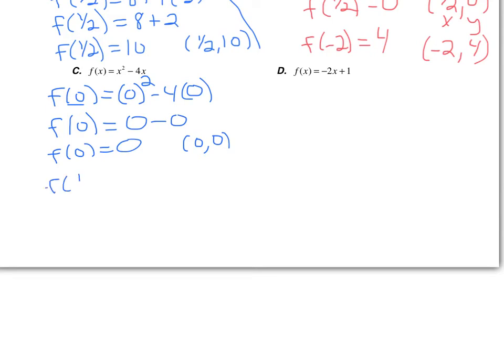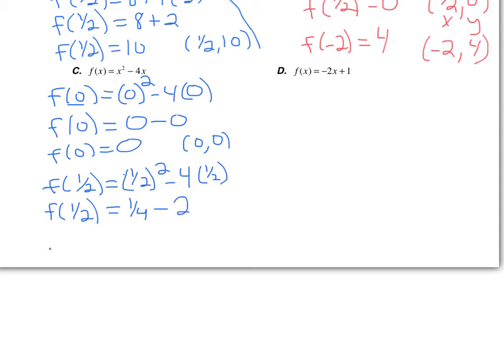If we put in f of 1/2, then again we have x squared minus 4 times x, and we're going to plug in 1/2 into both. Again, on the left-hand side is just notation. We're not dividing and solving for f. We're just going to leave it so that we know the input is 1/2. 1/2 squared is 1/4, because 1/2 times 1/2 is 1/4. Minus 4 times 1/2 is 2. And then f of 1/2, if I take -2 and add 1/4, I have -1 3/4. So that would be the point. Input x would be 1/2, and the output, the y, would be -1 3/4.